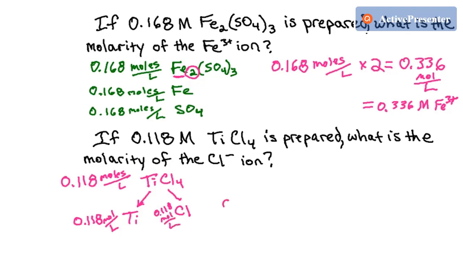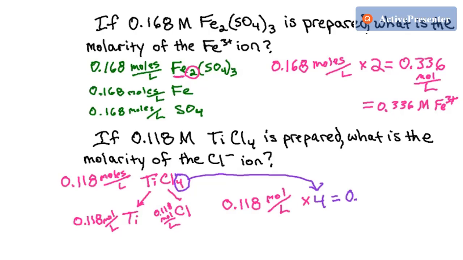So we're going to take the 0.118 moles per liter and we're going to multiply it by the 4 chlorines that we have. So times 4, and that is going to give us 0.472 moles per liter, or 0.472 molarity of the chlorine ion.